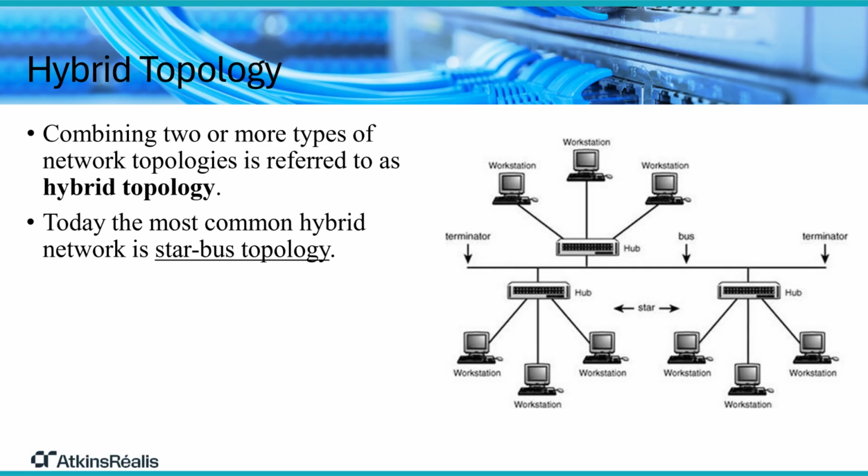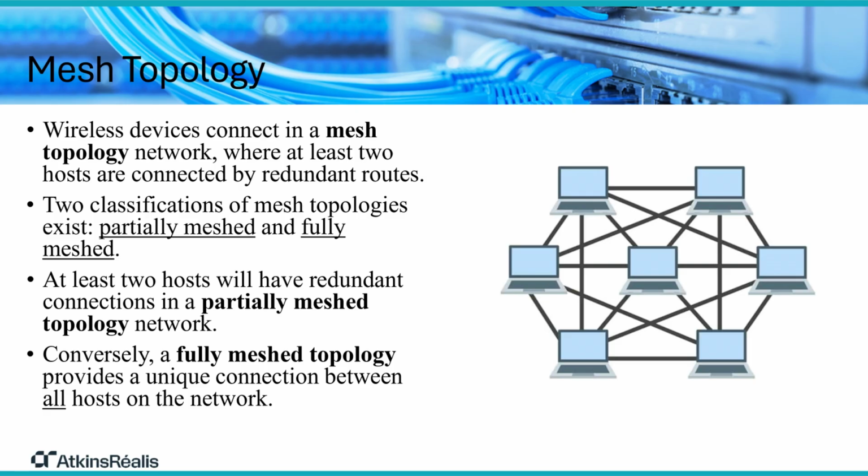Okay, quick shift to wireless. When we're talking about big wireless setups, sensor arrays, things like that, we're almost always talking about mesh topology. Mesh is basically redundancy on steroids. In a fully meshed network, every single device has a direct, unique connection to every other device. So if one path fails, there are dozens of other paths for the data to take. It gives you incredible reliability and fault tolerance. Think of all the ITS sensors along a highway.